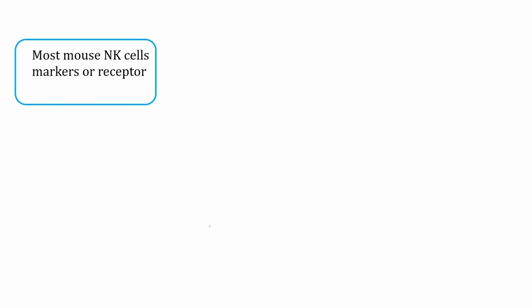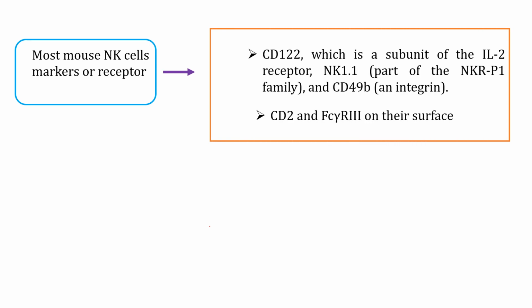First we discuss the NK cell receptors or markers on mouse. Most mouse NK cells can be identified by the presence of certain markers on their surface. These markers include CD122, which is the subunit of the interleukin 2 receptor, NK1.1, part of the NKRP1 family, and CD49b integrin. These are all the mouse NK cell receptors.